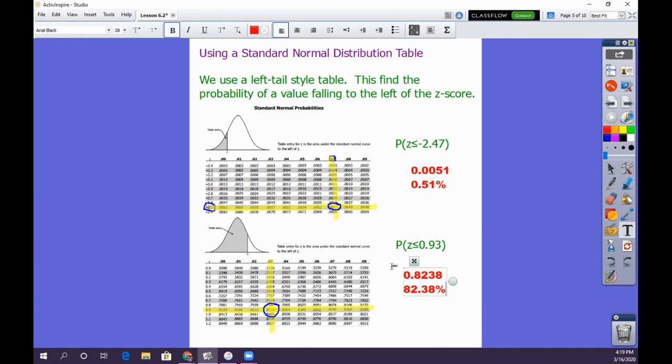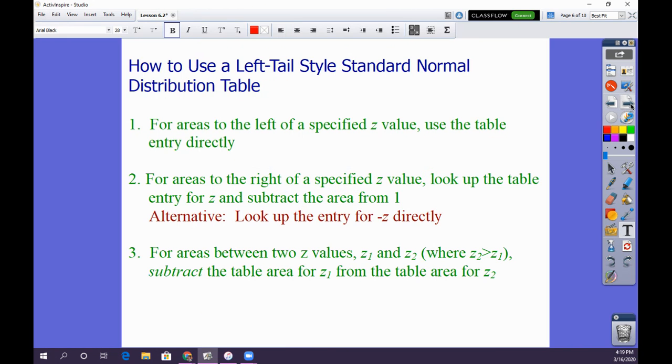Now, like I said, the table only does less thans. So what happens if I have a greater than? Well, that would be areas to the right. So I would look up z in the table, and remember that the whole area is 1, so I would subtract it from 1. Or if you really wanted to, you could look up the opposite one. If it's in between, you look up both z-scores and you subtract them.